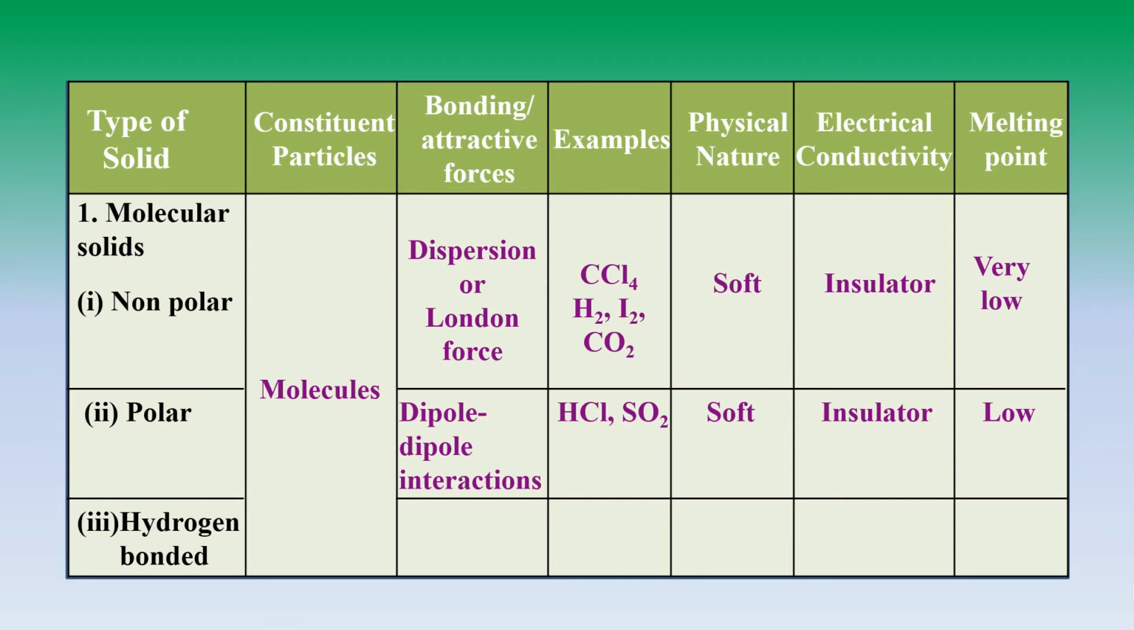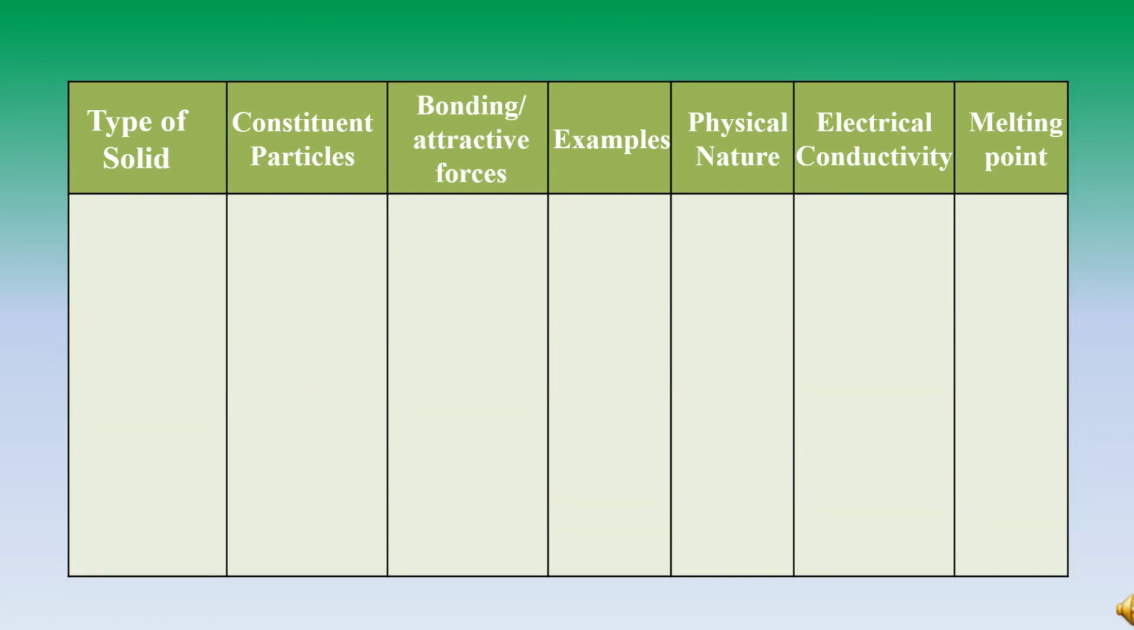The next one is hydrogen bonded molecular solids. Here the constituent particle is hydrogen bonded molecules. Bonding is hydrogen bond. Example is H2O, particularly we call it ice. Physical nature, it is hard, and electrical conductivity, it is an insulator. The melting point is low.